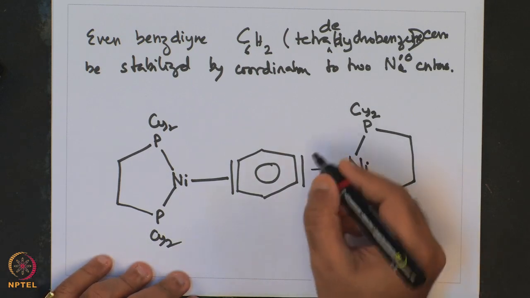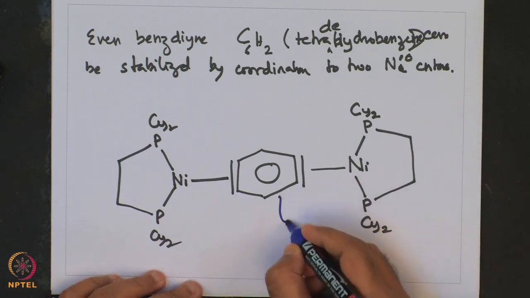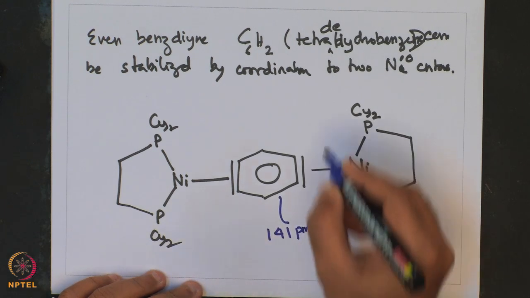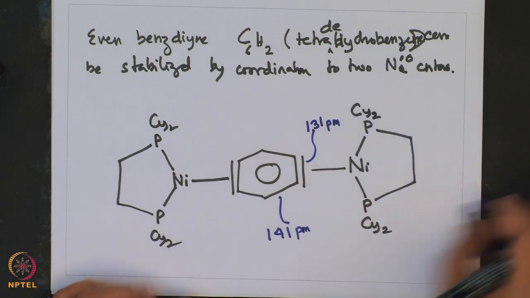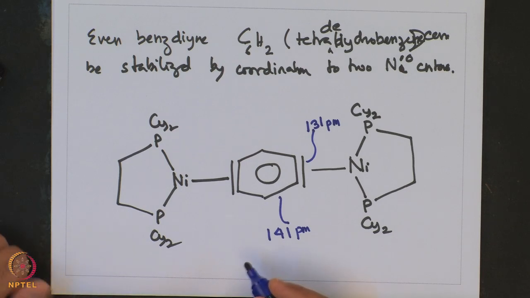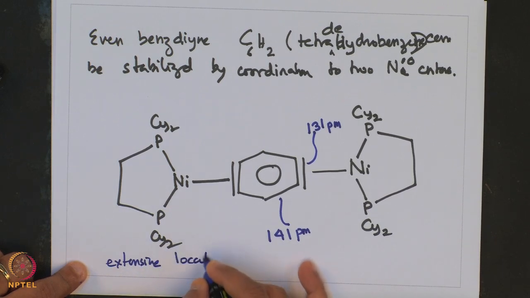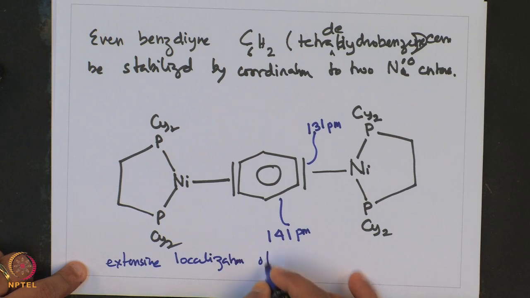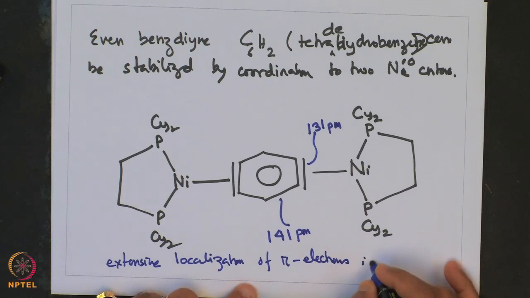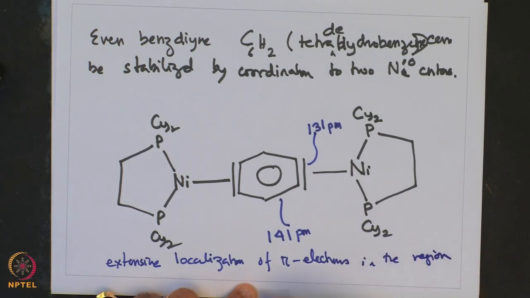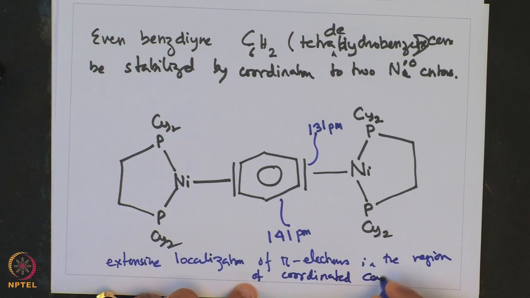Okay. Now, this bond distance on the side which is more of a single bond character is 141 picometer, whereas in benzene it is 131 picometer, and this complex shows extensive localization of pi electrons in the region of the coordinated carbon atoms.